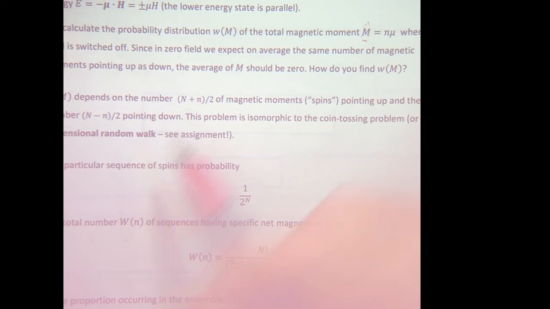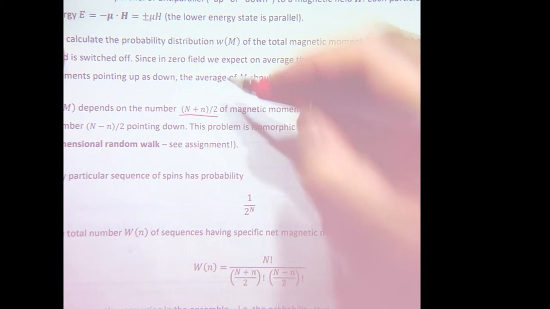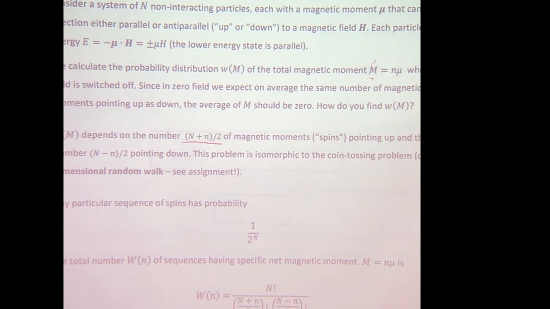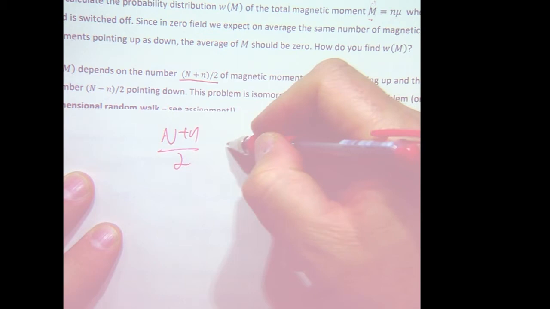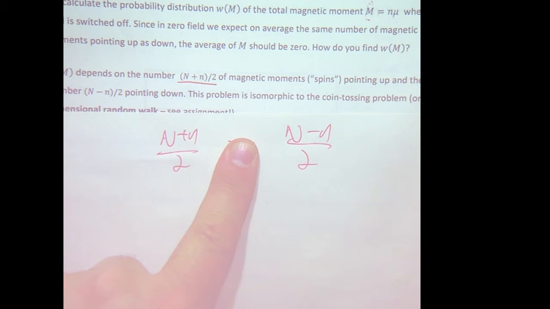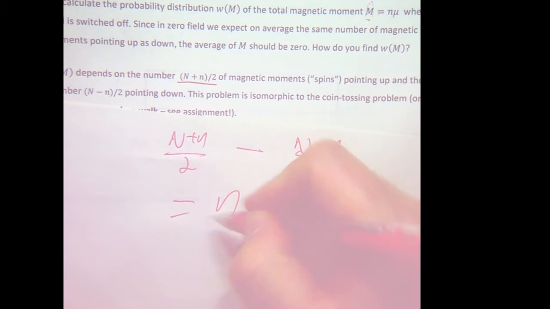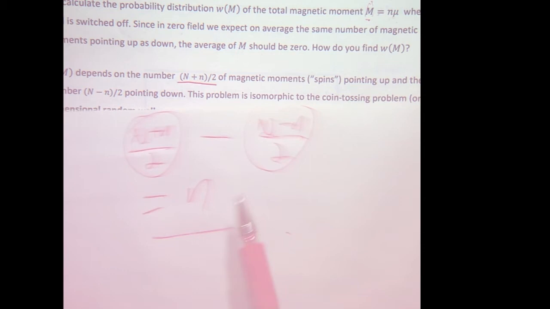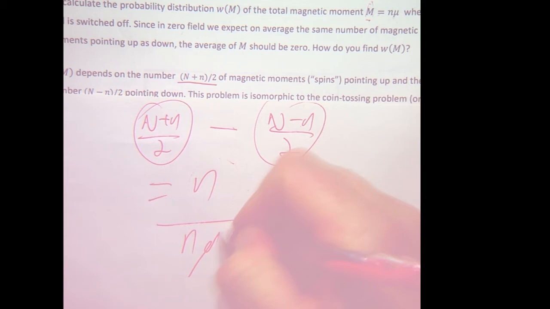The number of magnetic moments that are up, you can think about this for yourself later. It's n plus. Now, the magnetic moment is n times mu. This n is the net number that's pointing up. N on 2 plus little n is the number pointing up, and N on 2 minus little n is the number pointing down. The number pointing up minus the number pointing down equals n. So n is the excess that are pointing up, right? So n times mu is the magnetization.